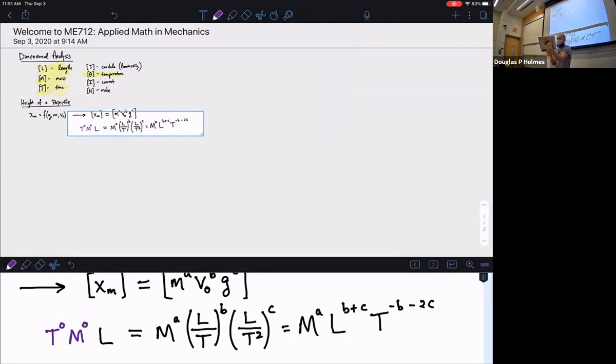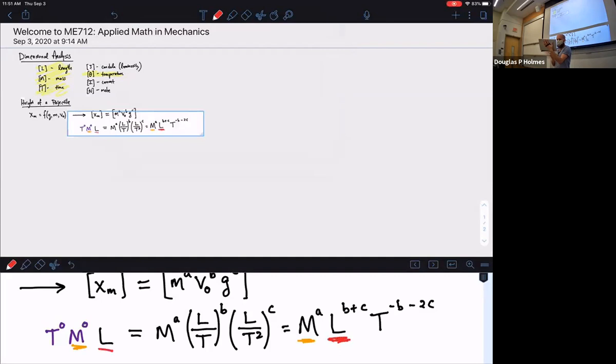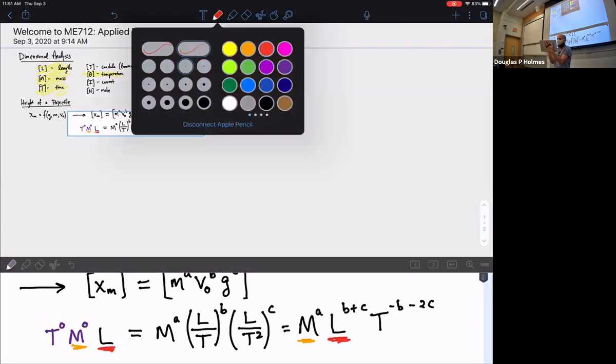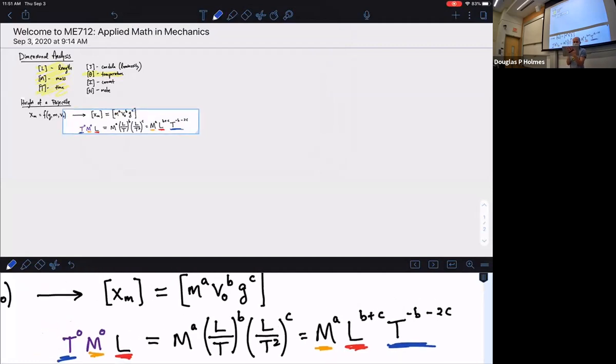And so now you see that we have mass on each side, length on each side, and time on each side. And so what we end up having here is a system of equations: 3 unknowns, A, B, and C, and 3 equations, 1 for each of the 3 dimensions, length, mass, and time. All right, so what do we do now?